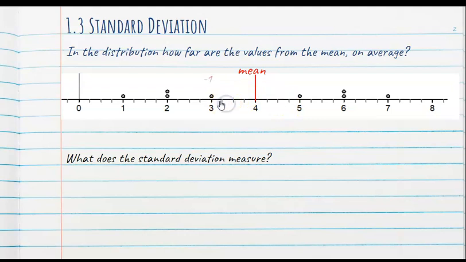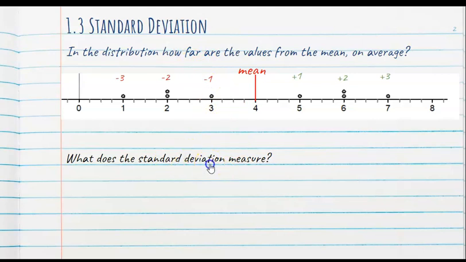So if you look at these values, like this 3 right here is 1 below the mean. These two values are 2 below the mean, and this one value here is 3 below the mean. In the same regard, that 5 is 1 above, these are 2 above, this one's 3 above. Now, if we average those, we'd end up with an average of 0 because they cancel each other out with positives and negatives. So we don't really average them, but we do create a standard deviation.